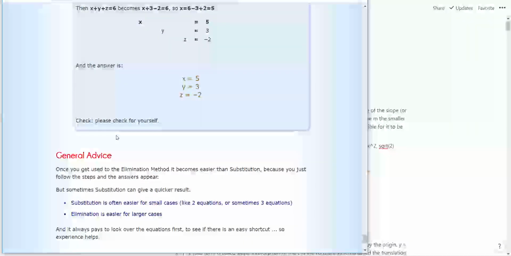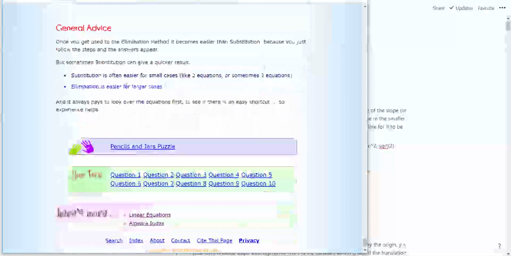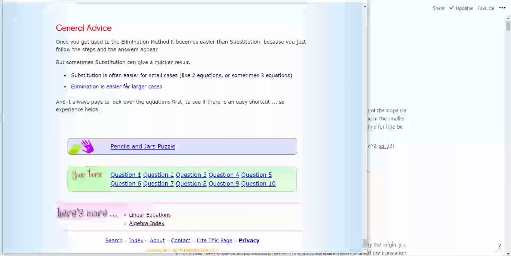It's an interesting way of solving these problems, but as you get used to the elimination method, it becomes easier than substitution because you just follow the steps and the answers appear. But sometimes substitution can give you a quicker result. For small cases like 2 equations or sometimes 3 equations, elimination is easier. For larger cases, it always pays to look over the equations first to see if there's an easy shortcut, so experience helps. Alright.